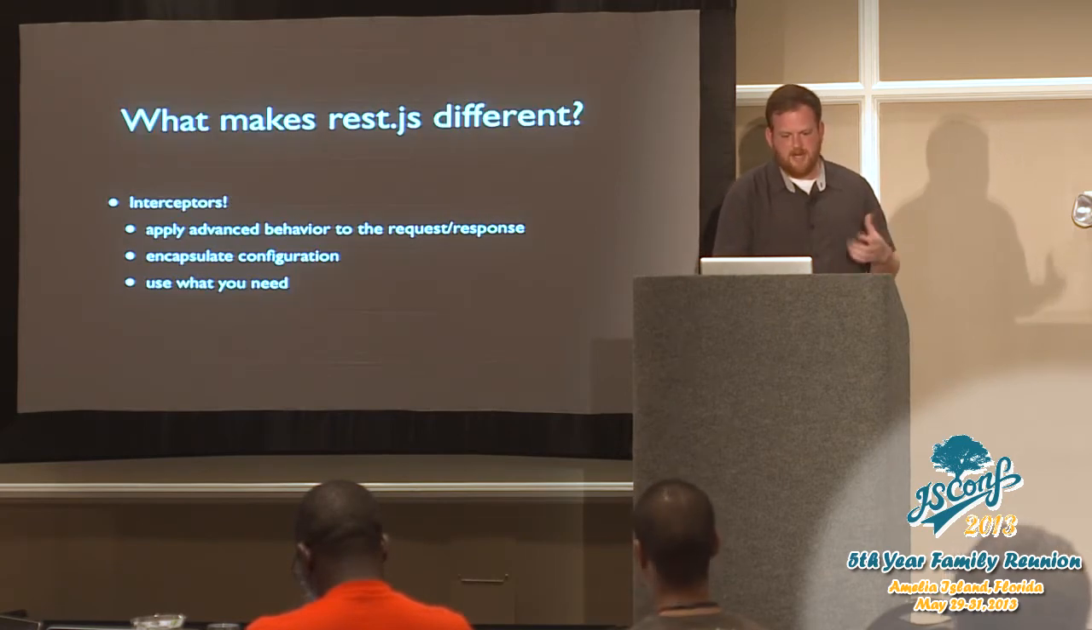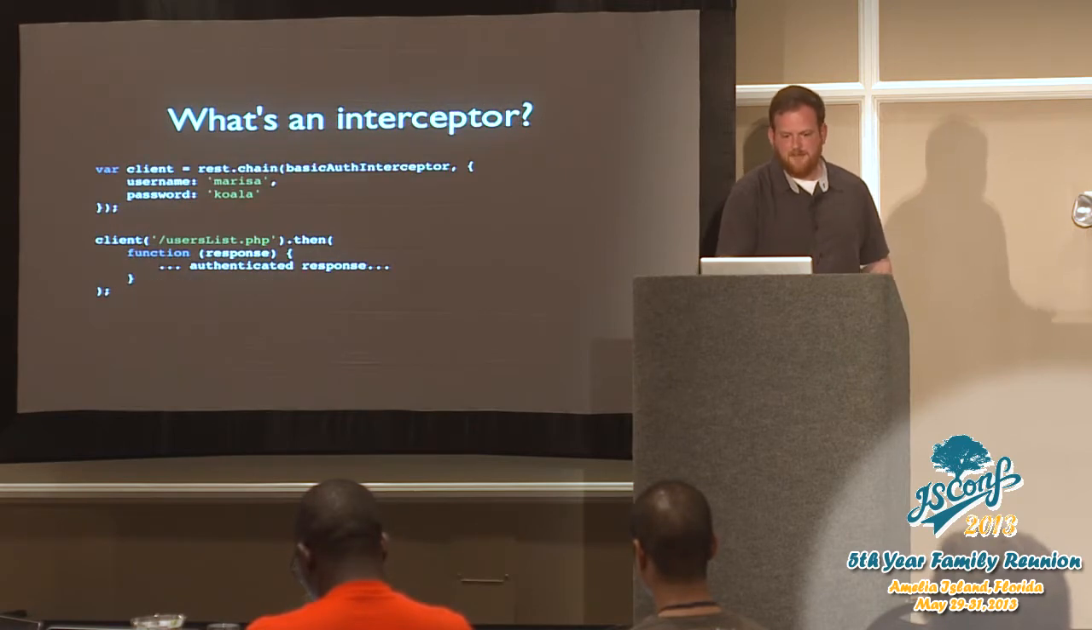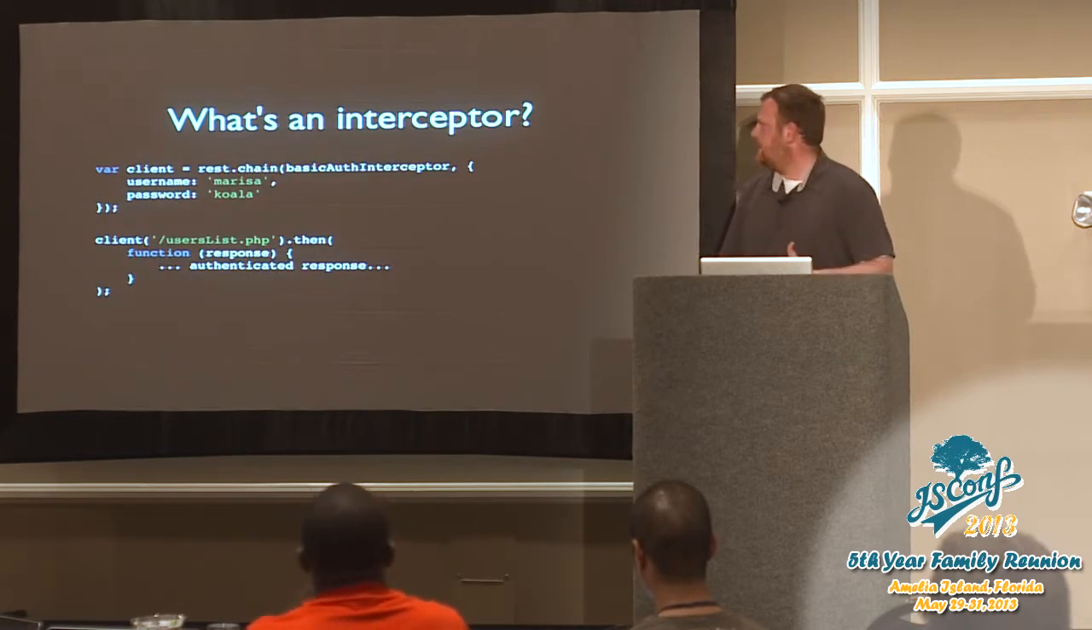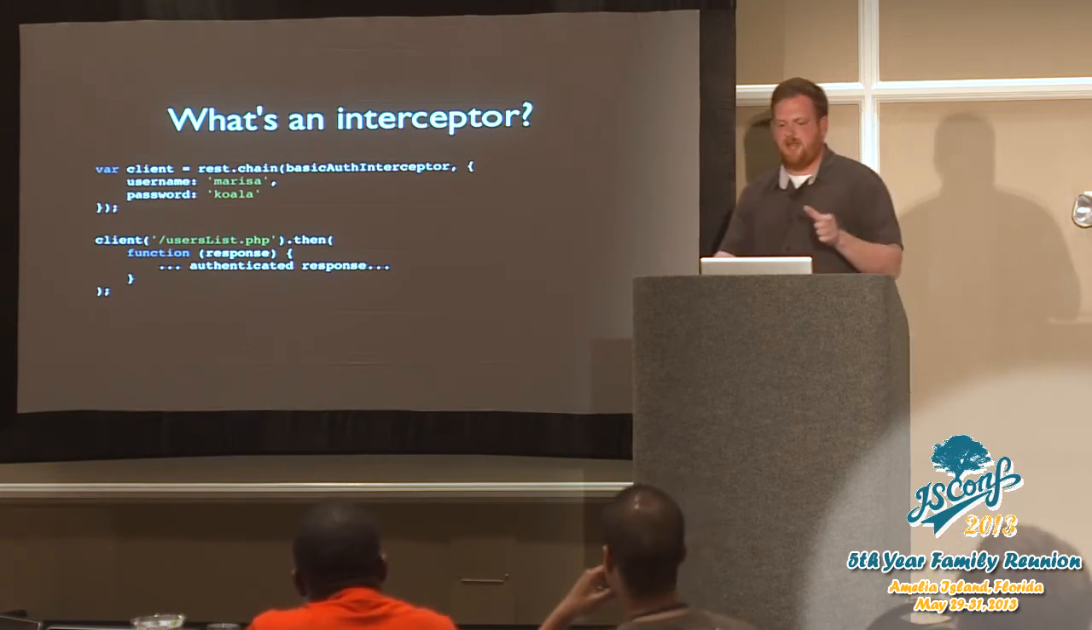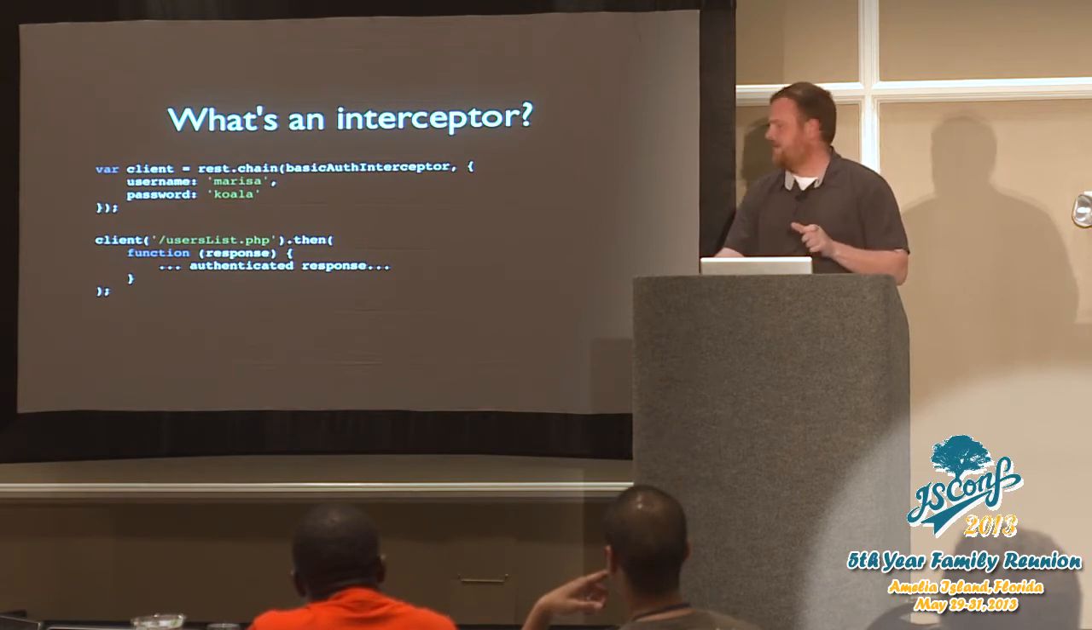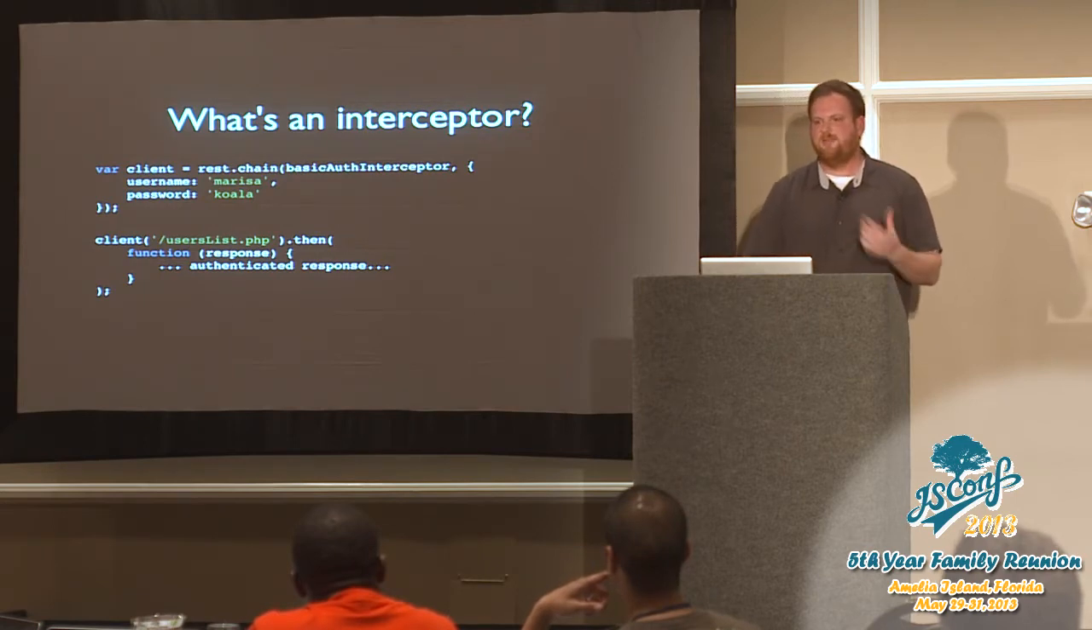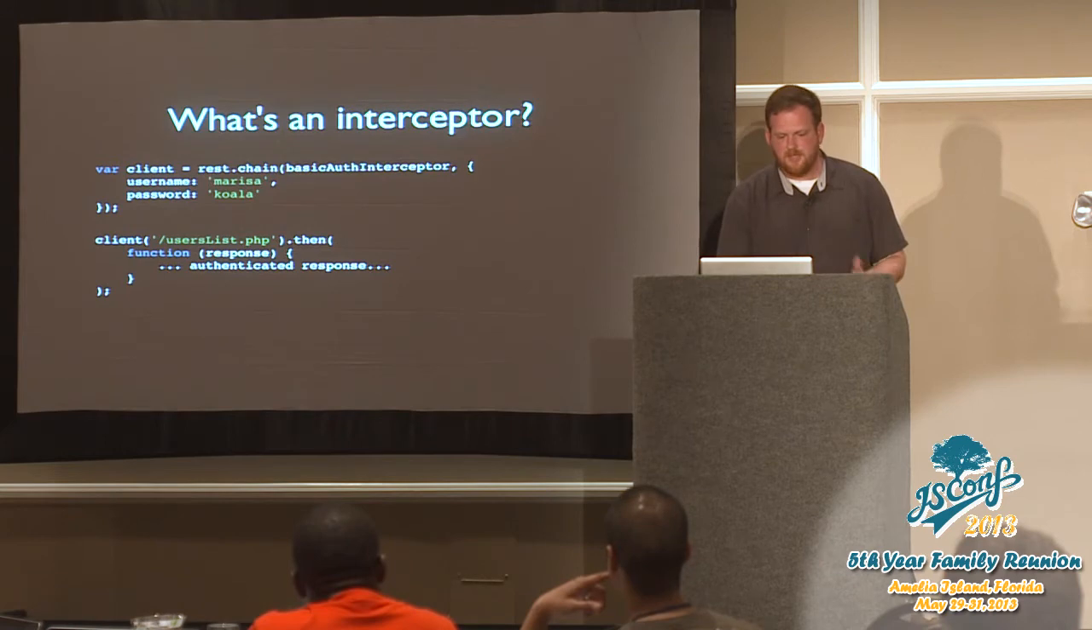So digging into what actually an interceptor is, I kind of just talked about that. So let's actually show one. In this case, we basically start with the REST client, and then we're going to chain off of that the basic auth interceptor. And to that interceptor, we give it a little bit of configuration. So we can give it a username and a password. Then basically we would get back a resulting client.